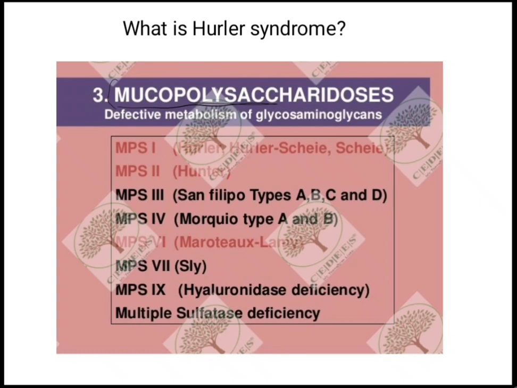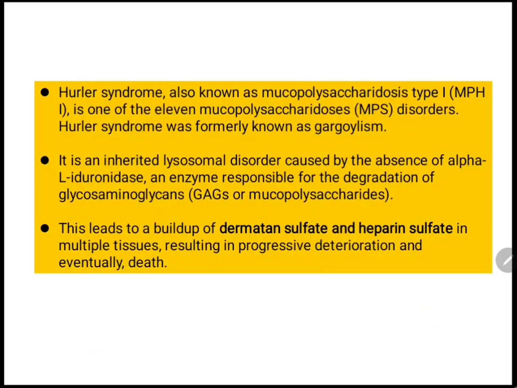The enzymes responsible for breaking them down, if there's any defect in that enzyme, can lead to accumulation of some harmful substances. So a number of diseases can occur. MPS 1, 2, and so on are classified into many types based upon which enzyme is involved. The first one, the most dangerous, mucopolysaccharidosis 1, is known as Hurler disease. Hurler disease was also known as gargoylism, and there is a defect or complete absence of the enzyme alpha L iduronidase, which is responsible for degradation of the GAGs. This very important enzyme is completely absent or defective.